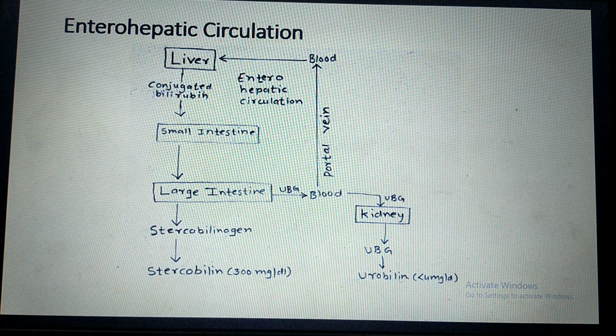This conjugated bilirubin through the bile goes to the small intestine, large intestine. In the large intestine, this conjugated bilirubin is converted into urobilinogen and stercobilinogen. As more and more conjugated bilirubin is reaching the large intestine, more and more urobilinogen and stercobilinogen is formed in this case.